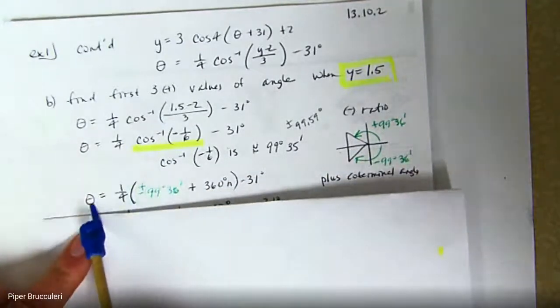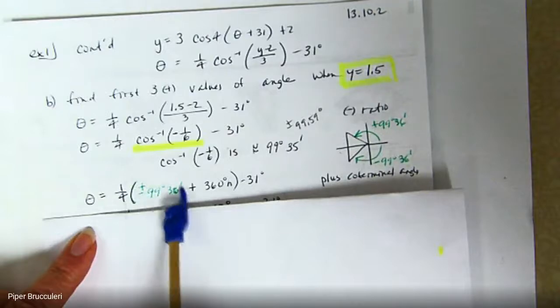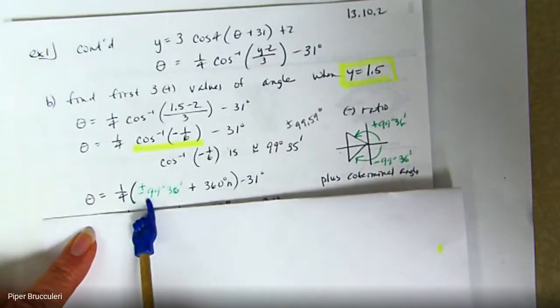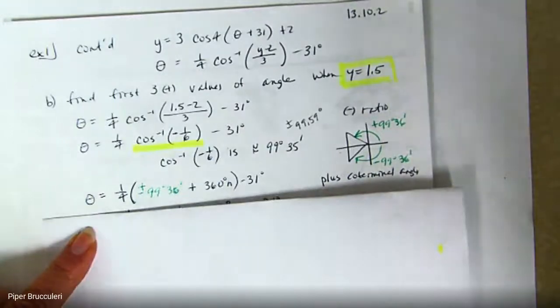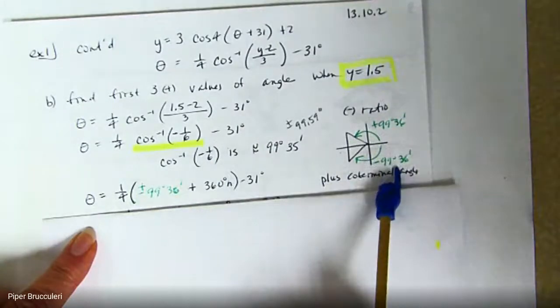So I'm looking for all my theta. So here's the one unique value, 99 degrees and 30... Oh, I have 36 minutes. I must have changed the rounding. So I did change it. Over here you can see in my sketch drawing.